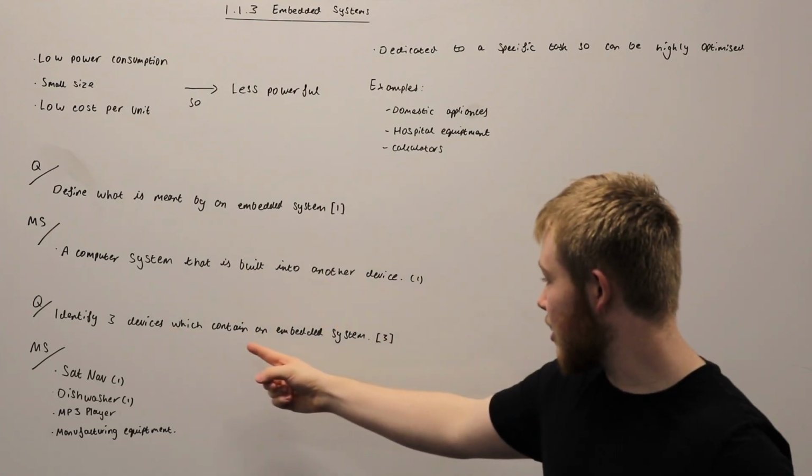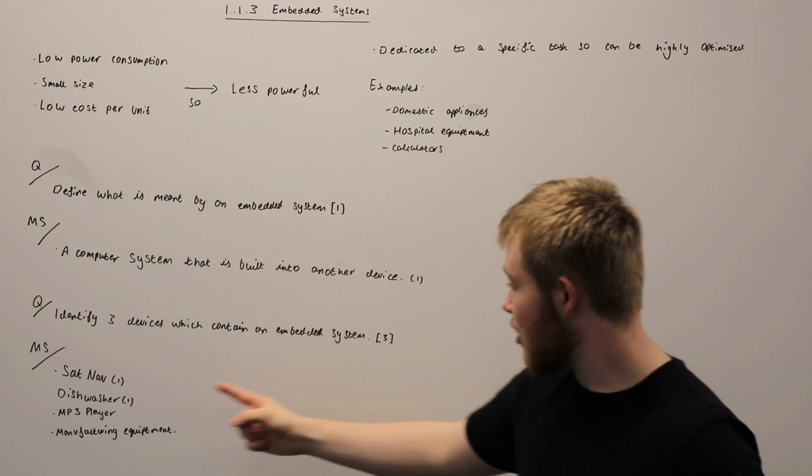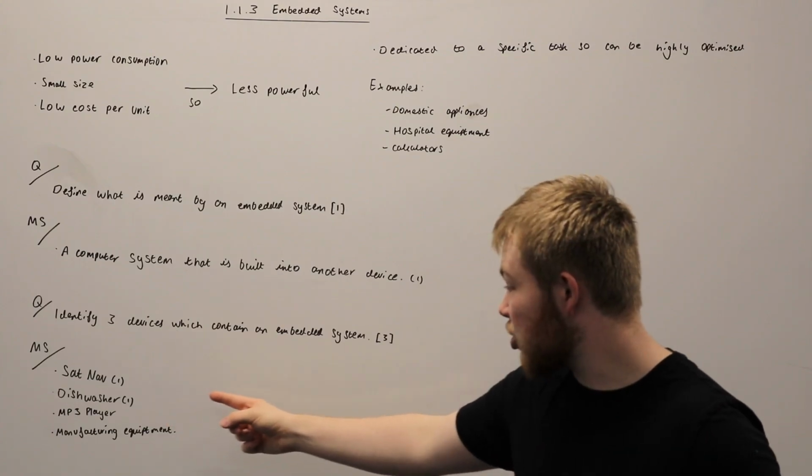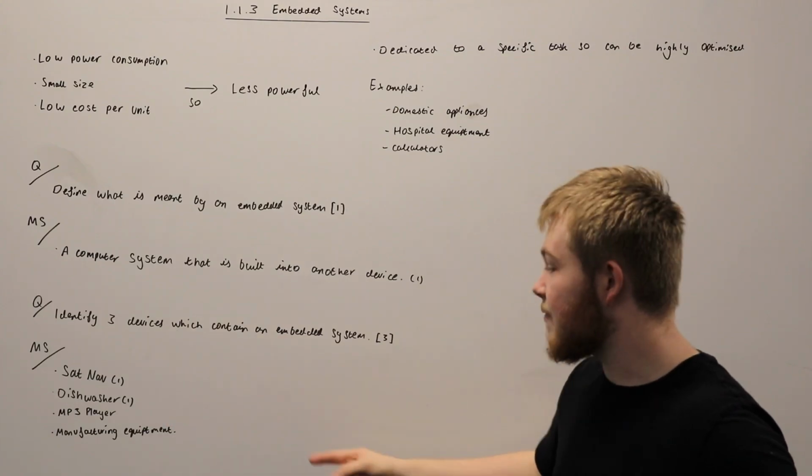Now identify 3 devices which contain an embedded system. Okay, you've got a sat-nav, dishwasher, MP3 player, manufacturing equipment.